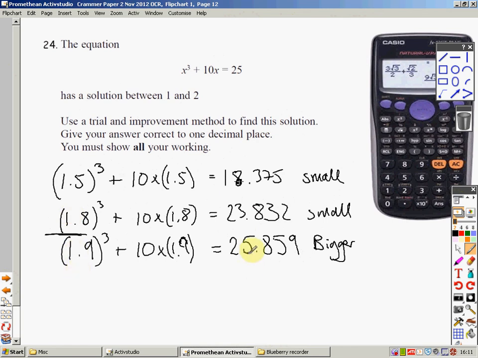We're aiming for 25. Clearly, 25.85 is nearer to 25, what we're aiming for, than 23. So my answer is going to be 1.9. Okay, well, we know that's true. However, if we want to get maximum marks, we've got to go through this rigmarole of trying 1.85.